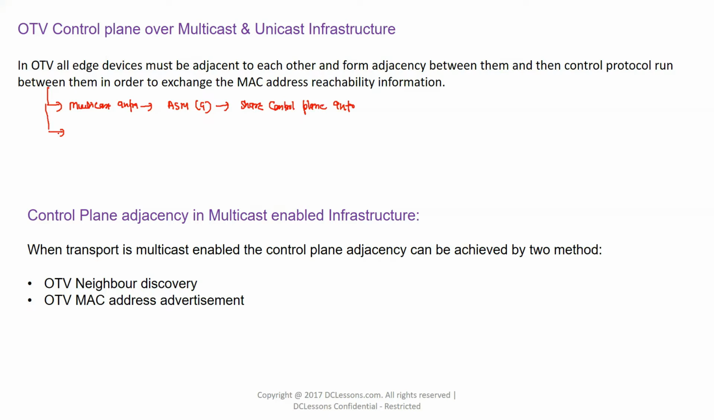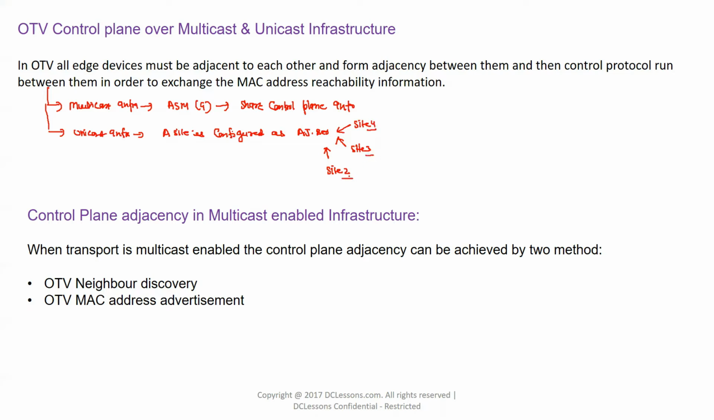And if my IP transport is unicast mode, then one or more OTV edge devices are configured as an adjacency server, and then all OTV edge devices register themselves to form a neighborship, right, and to get the adjacency. So in case of unicast infrastructure, a site is configured as adjacency server, and all other sites register to it, to create a neighborship list, and then adjacency is formed.